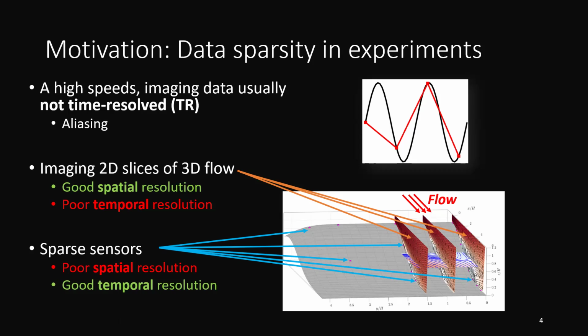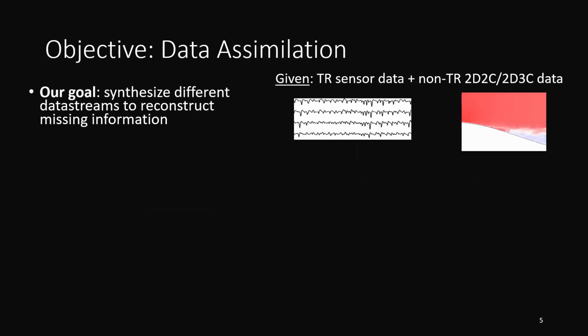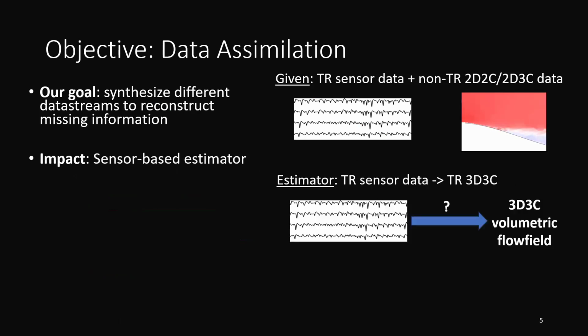Now the goal here is to complement the two. So here's the objective: given these time-resolved sensor signals and non-time-resolved PIV data, can we actually synthesize the two data streams together to reconstruct information and understand the flow? From a practical standpoint, this means building an estimator. The input to the model would be time-resolved sensor information, and the output would be a volumetric representation of the flow. Right? Can we do this?